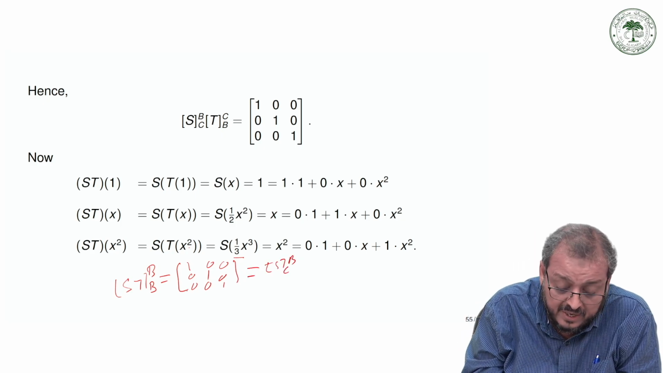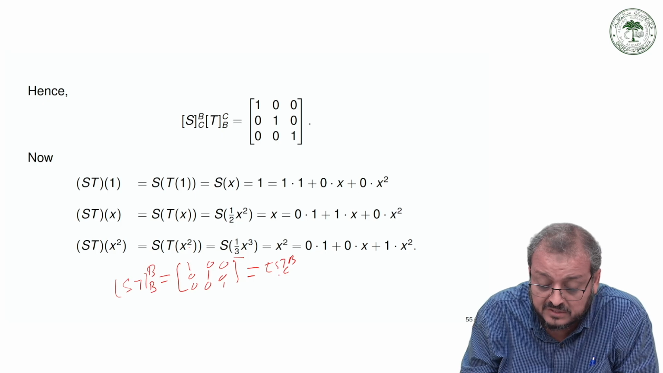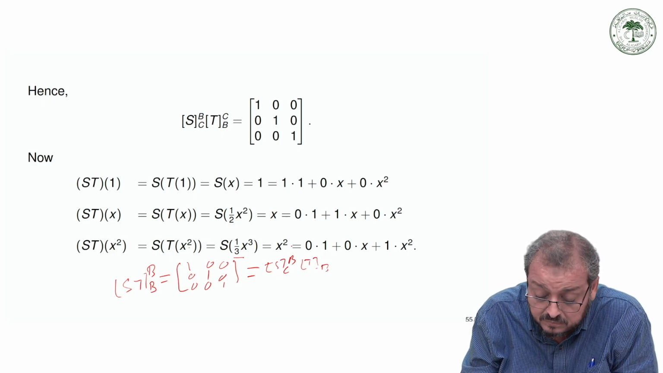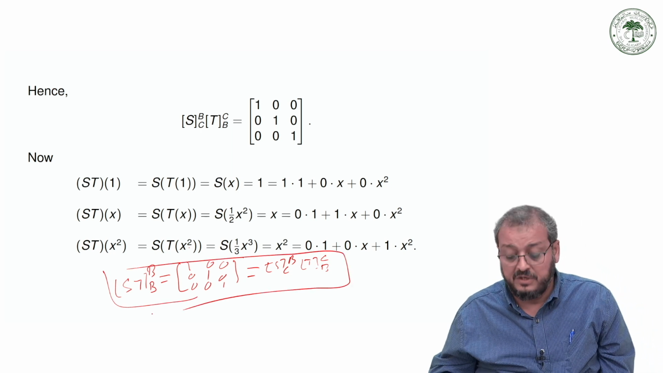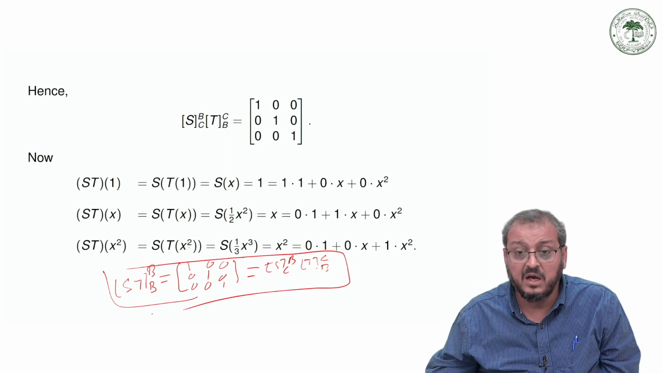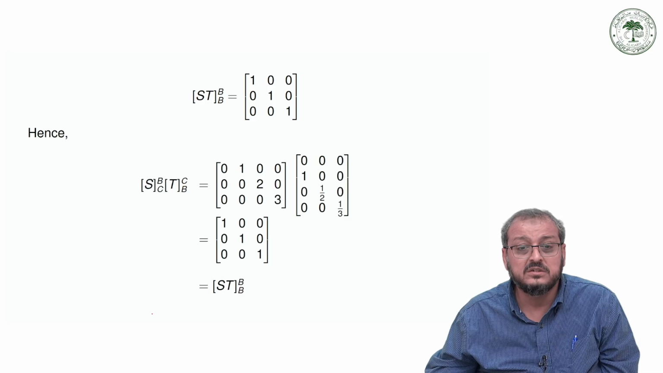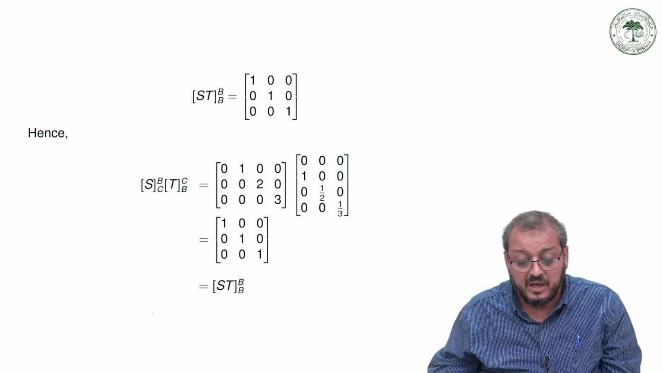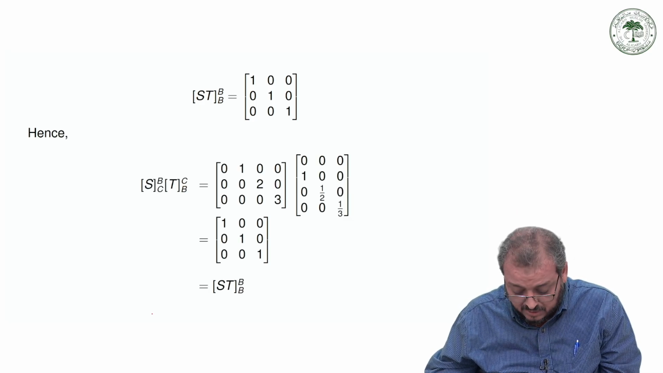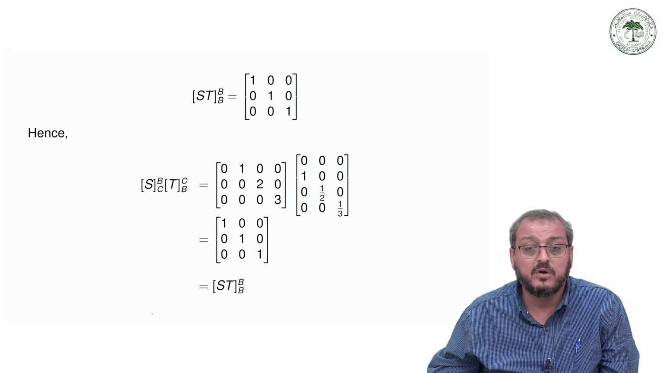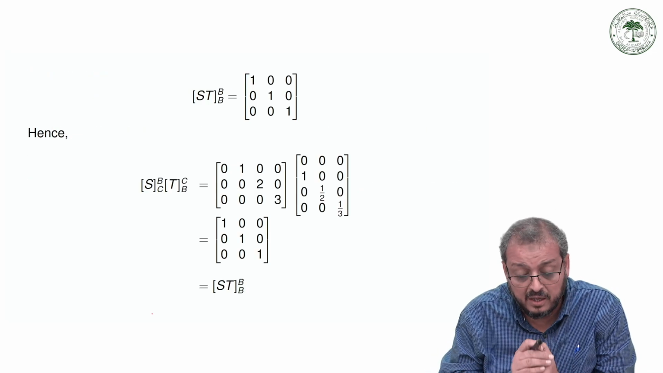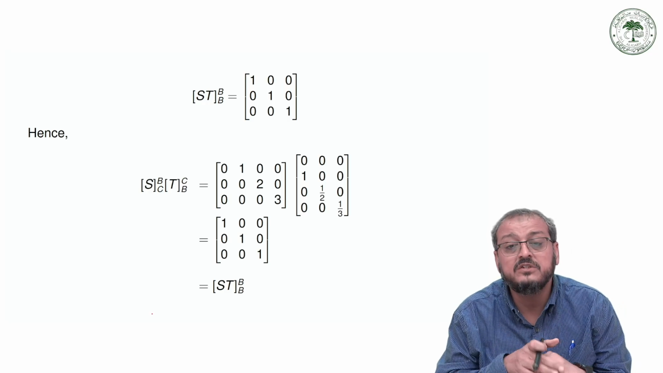So this means ST is the identity matrix, so we can write S as C to B, and T as B to C. This verifies the theorem that we had to prove. Clearly this is ST from B to B, so we can say we have completed the solution of this problem.